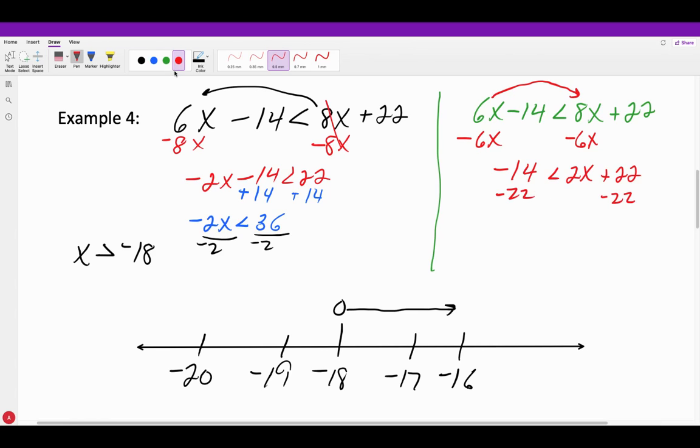So now I get negative 36 is less than 2x. I'm going to divide each side by 2. And since it's positive, I don't need to worry about flipping anything. So now I get negative 18 is less than x.